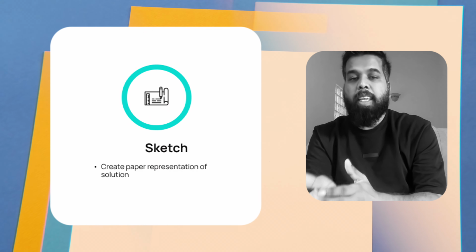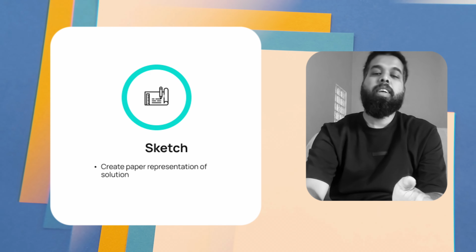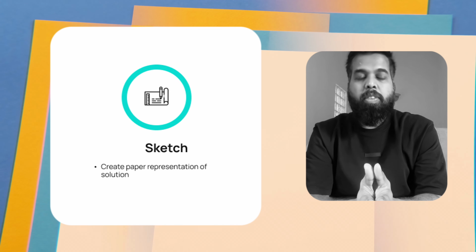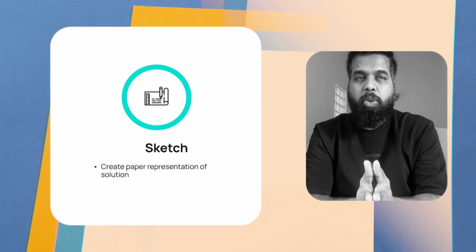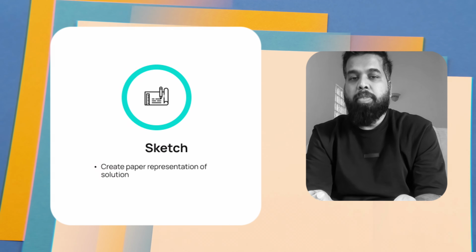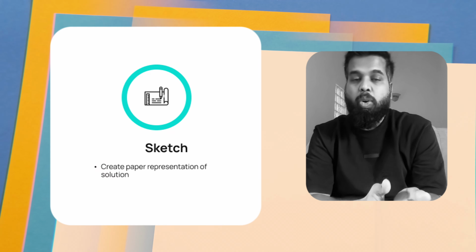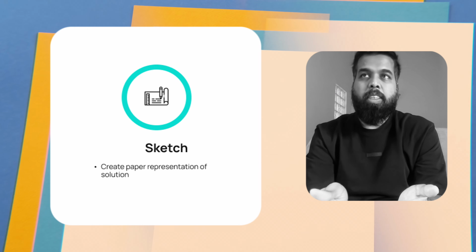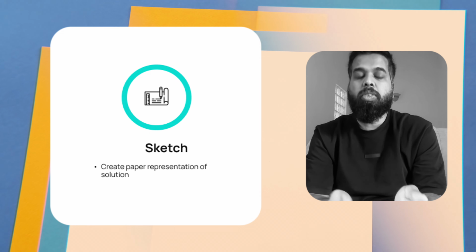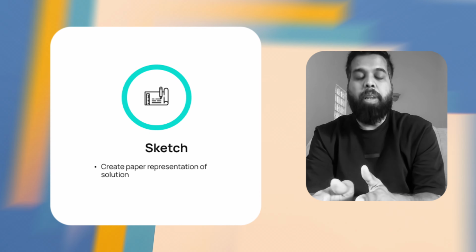And then comes the sketching phase. In the sketching phase, we create a paper representation of the solution. In creating the paper representation, there are three things called low fidelity wireframes, mid fidelity wireframes and high fidelity wireframes. You can start off with the low fidelity wireframe, where you sketch out your design research and analyzing inputs into actual wireframes, which represent the screens in your application.